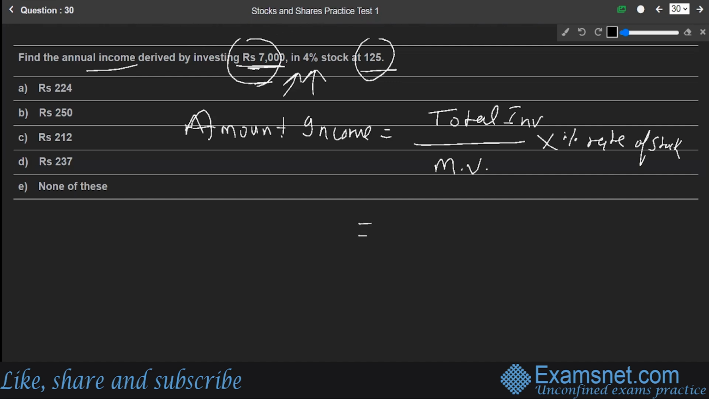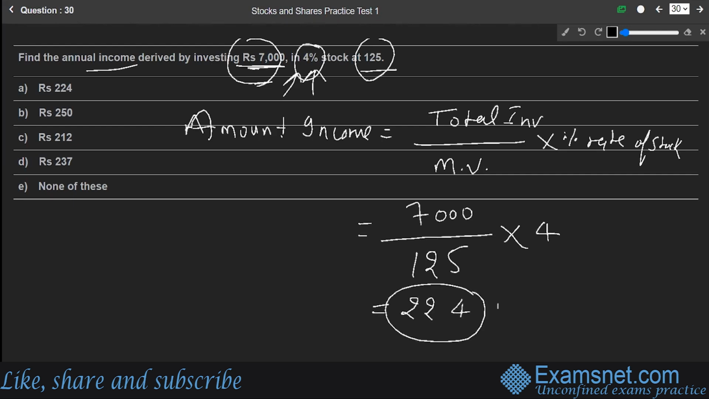Every value has been given to us. Total investment is clearly given as 7,000. Market value of each share is also given as 125, into the percentage rate of stock. How much is the rate? It is simply 4. So this is what we have to find out: 7,000 divided by 125 into 4. If you solve this, the value comes out to be 224. So that much is the annual income when 7,000 rupees are invested in a 125 stock. So 224 rupees, that is option A, becomes the right answer.